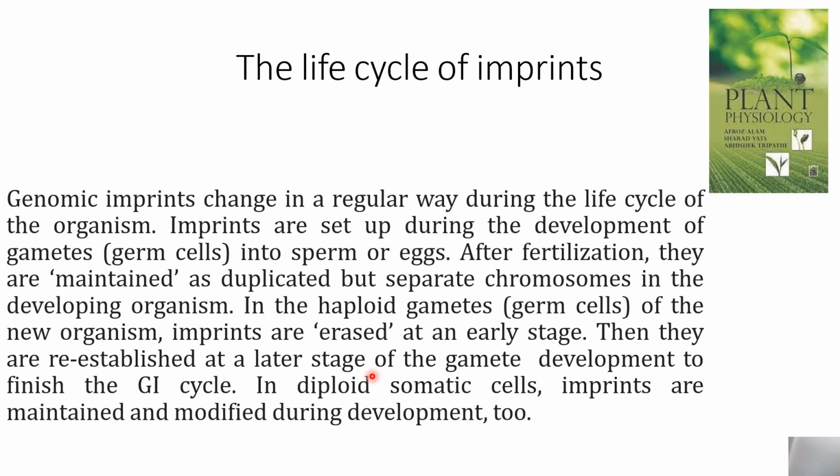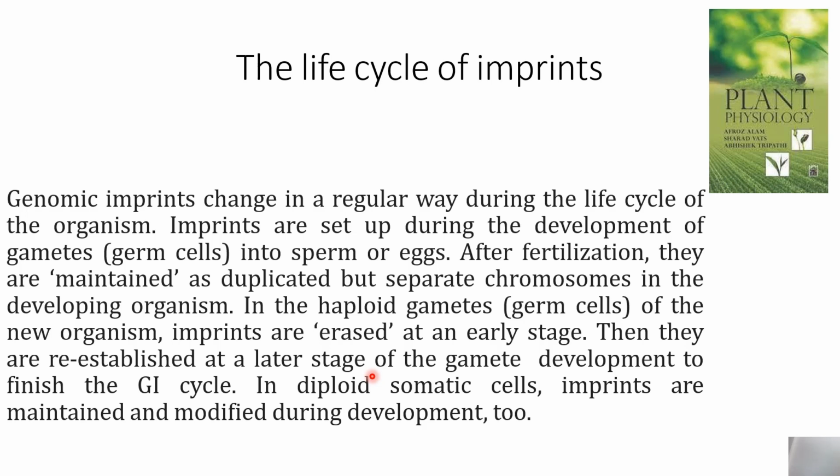So genomic imprints change in a regular way during the life cycle of the organism. Imprints are set up during the development of the gametes or the germ cells into sperm or eggs. After fertilization, they are maintained as duplicated but separate chromosomes in the developing organism. In the haploid gametes, the germ cells of the new organism, imprints are erased at an early stage, and then re-established at a later stage of gamete development to finish the cycle.